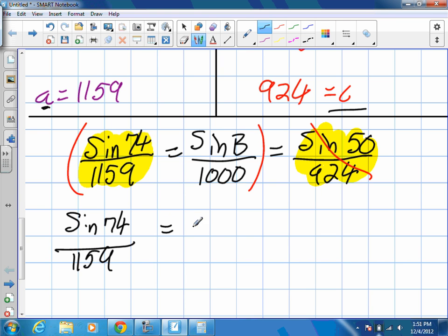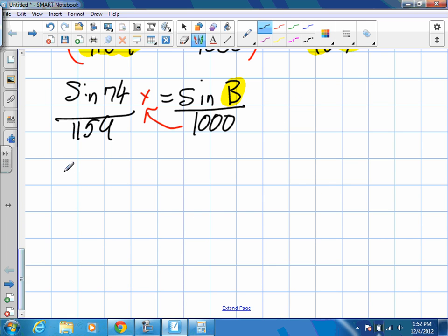I need to get B by itself. What do I need to move to the other side? How do I do that? Right, we're going to move it to the other side, and it becomes multiplied. In other words, it goes to the top. Before I equate everything, I'm going to show you what this looks like. So 1,000 multiplied by sine 74 divided by 1,059 is equal to sine B.